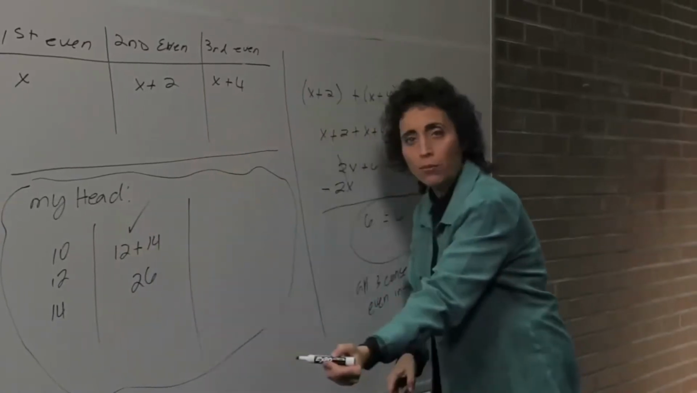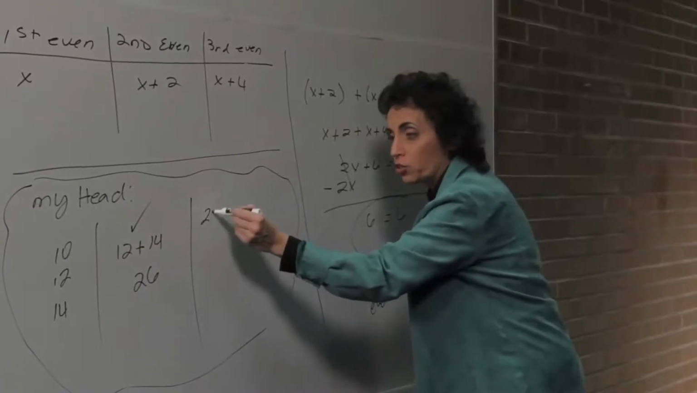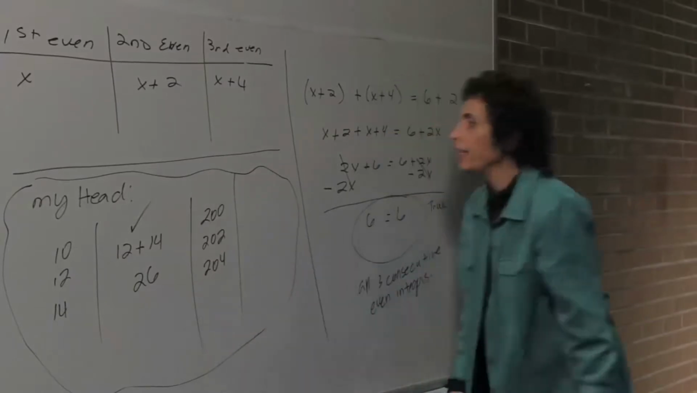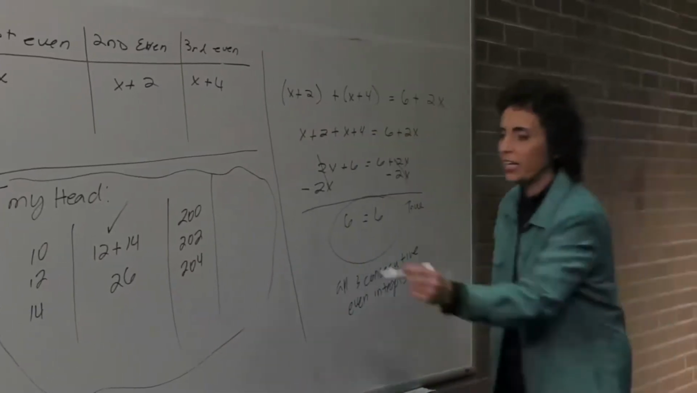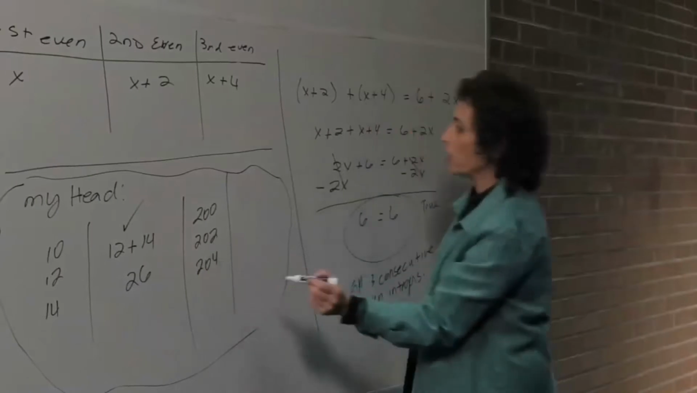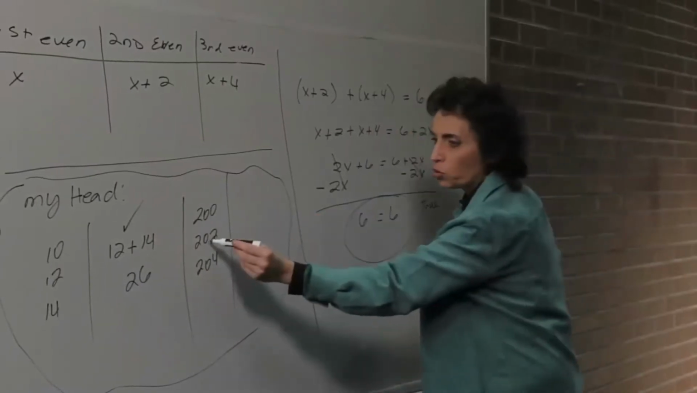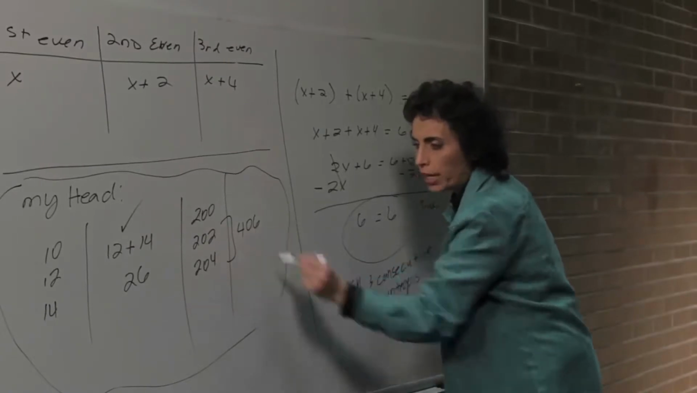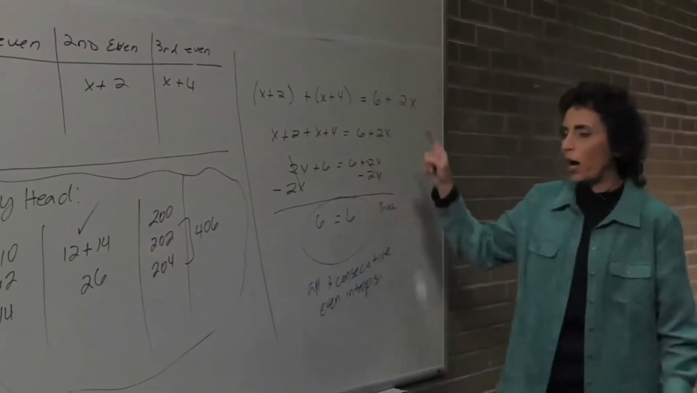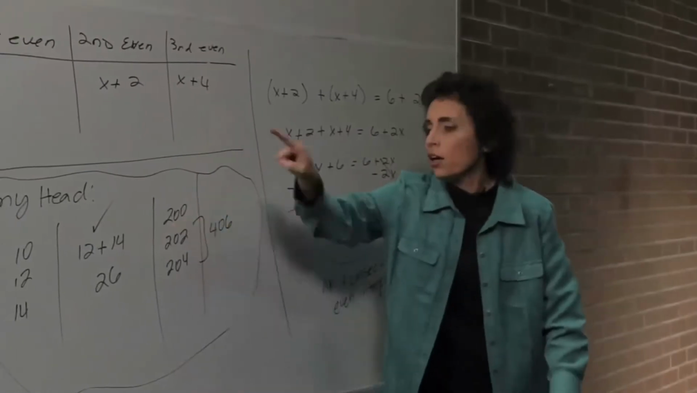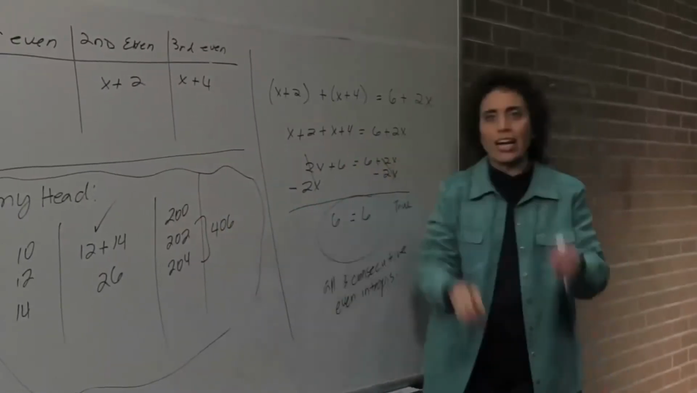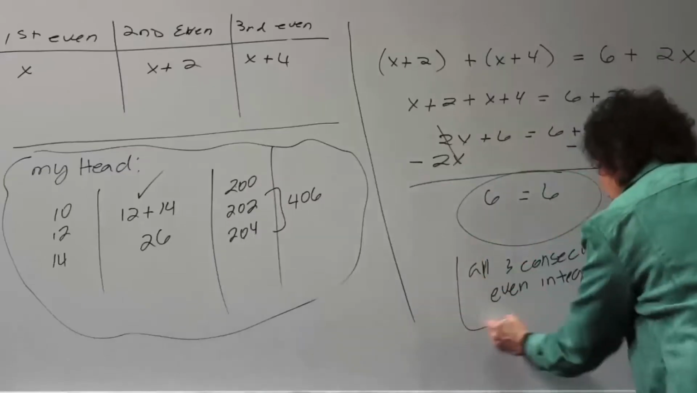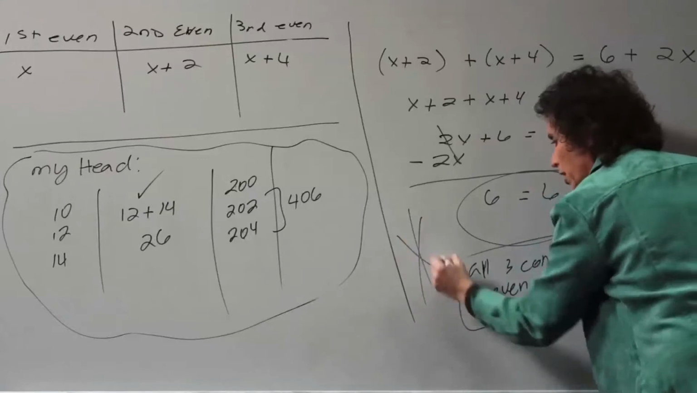Let's do it again, one more time just for fun. Let's try 200, 202, 204. The sum of the second and the third, that's 202 and 204, which is 406. That's supposed to be 6 more than twice the first. Twice the first is 400, 6 more, 406. It will work with any three consecutive even integers. That's why that's the answer. It's an identity. How cool is that?